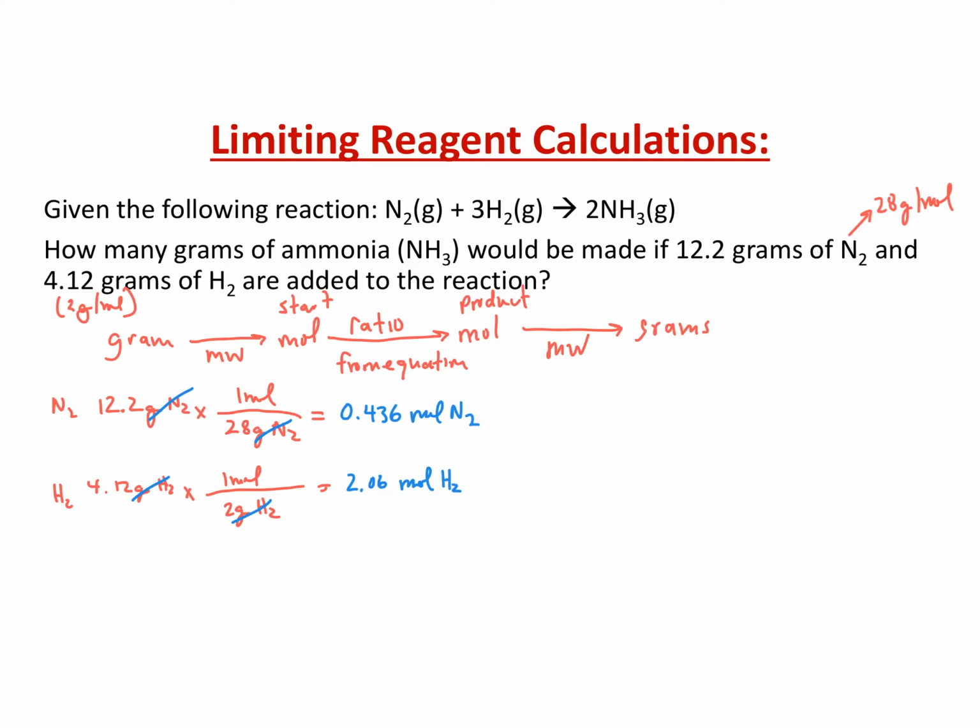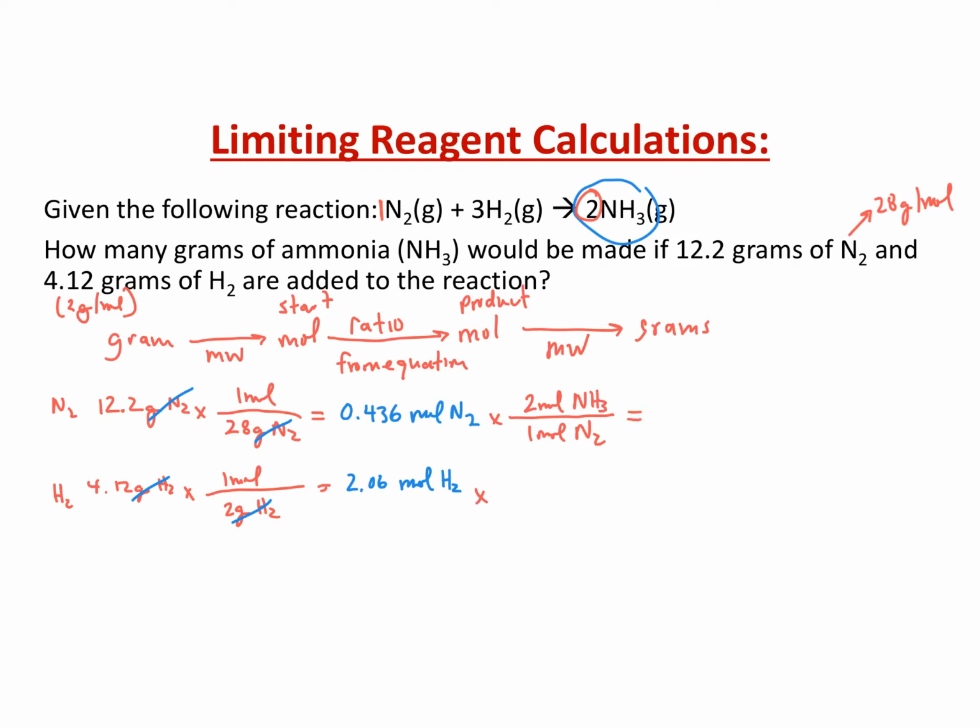We can figure out what the limiting reagent is. No, we do not. We need to convert both of these into moles of ammonia. We're looking for how many moles of ammonia we could make. So for that next step, we need to use the ratio from the balanced equation to relate those two. So I look at the reaction. For every 1 mole of nitrogen that goes in the reaction, 2 moles of ammonia go out. That is my conversion factor. That is my ratio. So for every 1 mole of N2 in, 2 moles of ammonia come out.